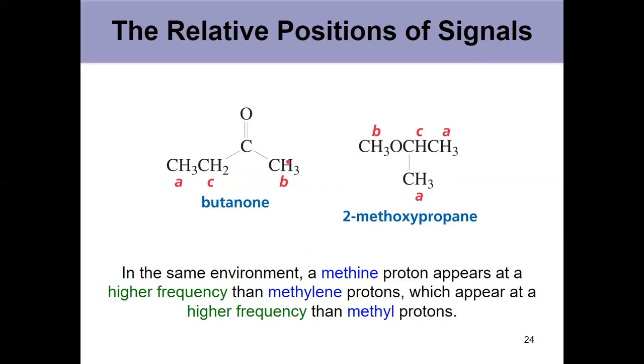So two factors in your saturated region to look for. Number one, how many other carbons is it bonded to? The more carbons, the further downfield to the left. And number two, the proximity to an electron withdrawing group.